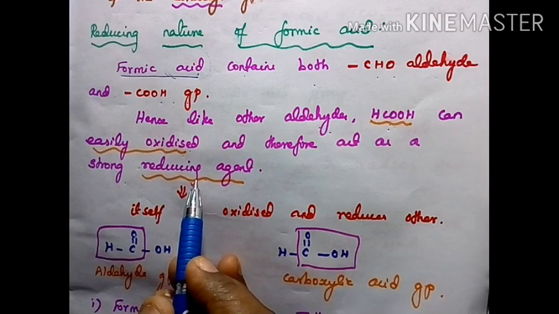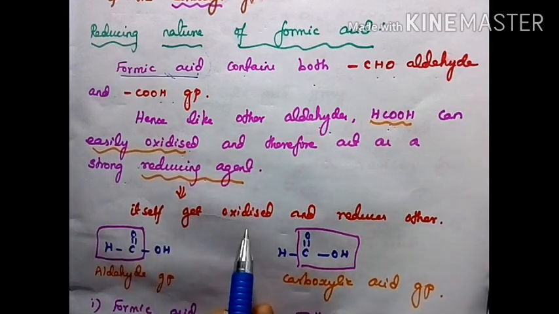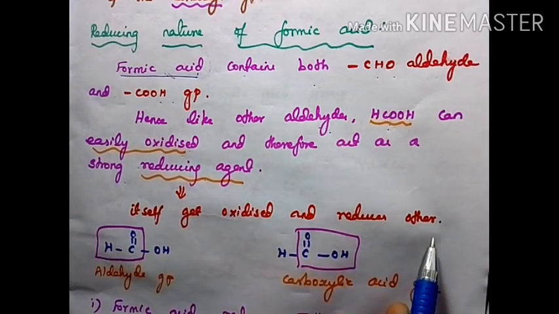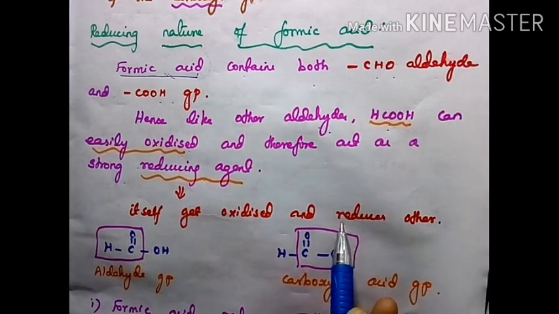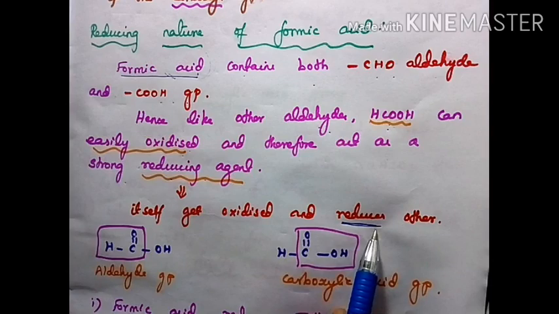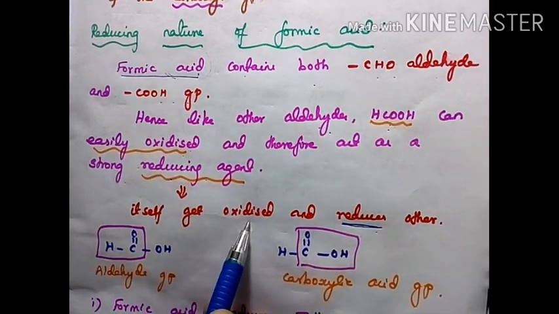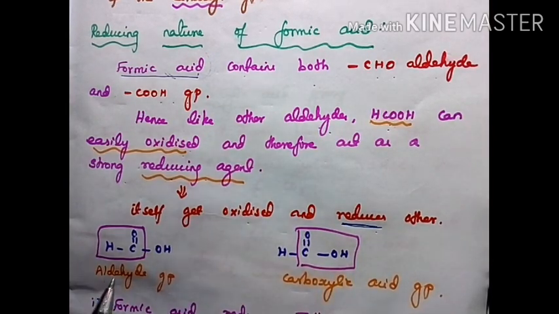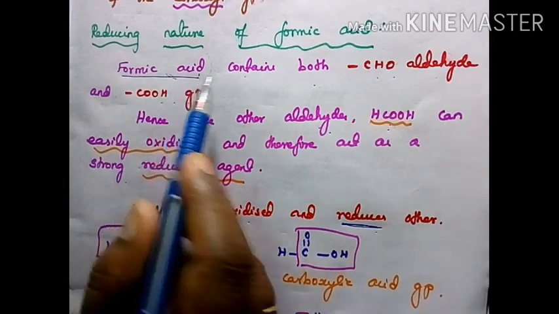Reducing agent, what is a reducing agent? Itself gets oxidized and reduces other. The name is its duty. Reducing agent means it has to reduce another, and itself gets oxidized. So, it is a unique property we discussed now.